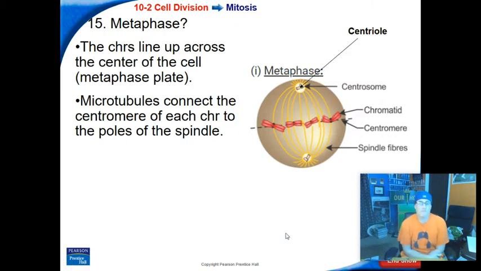All right, metaphase. Meta is Latin for middle. Okay, so this is when the chromatids line up in the middle. And I understand I'm still referring to them as CHRs. Okay, centromere, by the way, should be pointing to this black dense region in the middle. Spindle fibers correctly identified. Centrosome is the same as the centriole. Okay, so the chromosomes line up in the middle. Microtubules, which is the spindle. Microtubules connect to the centromeres. That's how these sister chromatids are going to get pulled apart eventually.